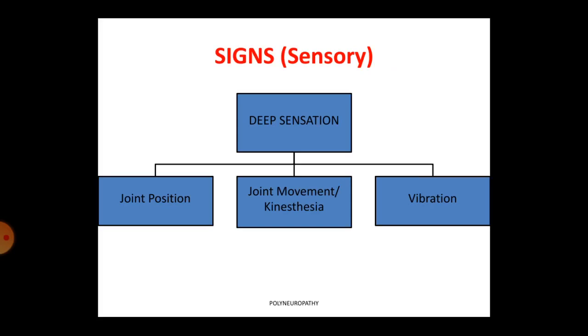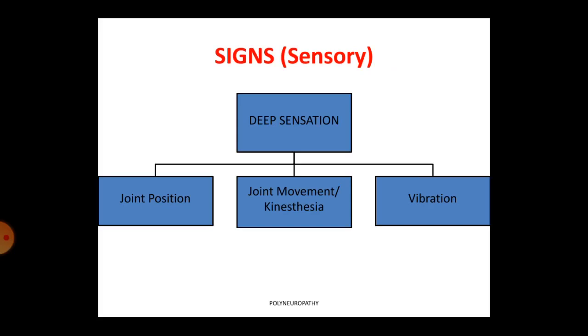Then coming to deep sensation, that includes joint position, joint movement and vibration. By different positions of the joint, we can check the joint position and joint movement. Clear? So either you put the patient's joint into a particular position and ask the patient to perform the same thing on the opposite side. That is joint position.